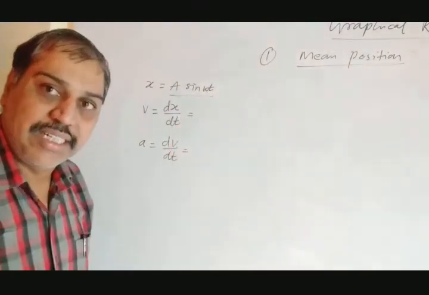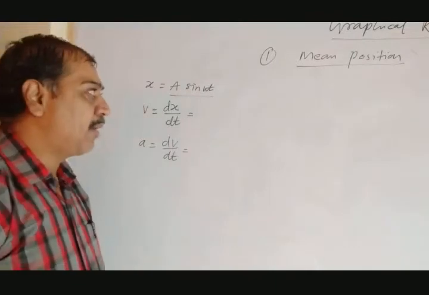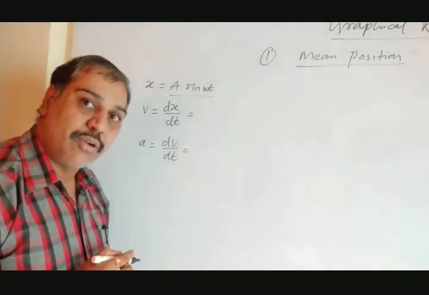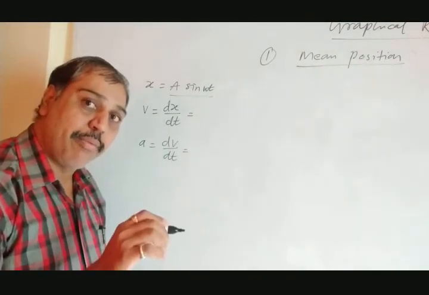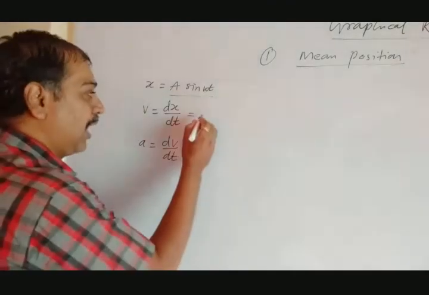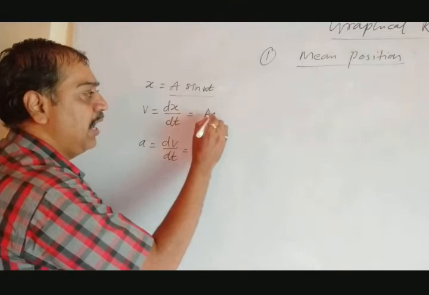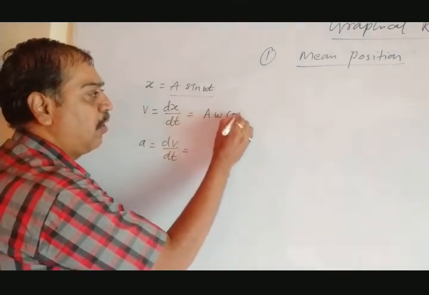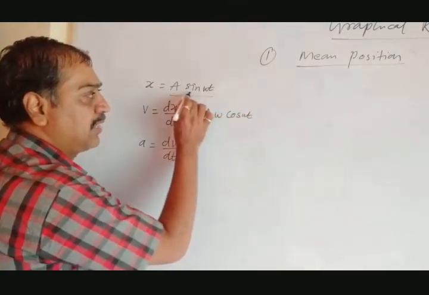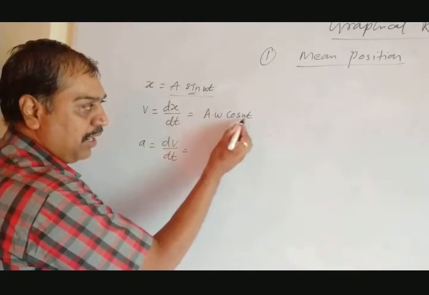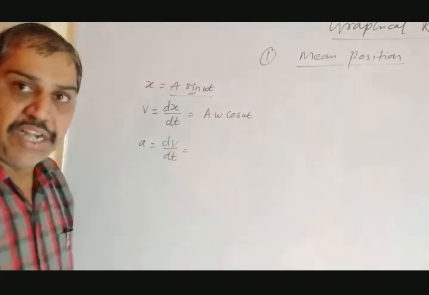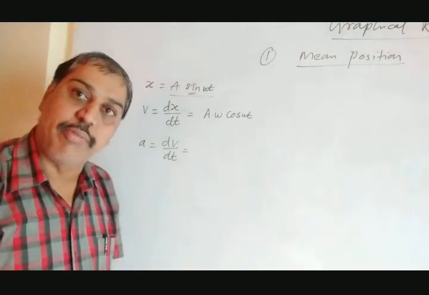A is constant, it is said to be amplitude. What is the derivative of sine omega t? It is cos omega t into the derivative of omega t, which is omega. I hope you know this, so we'll write directly because we have already learned this. A into omega cos of omega t. Sine's derivative is cos, omega t gives omega. So that is a omega cos omega t.